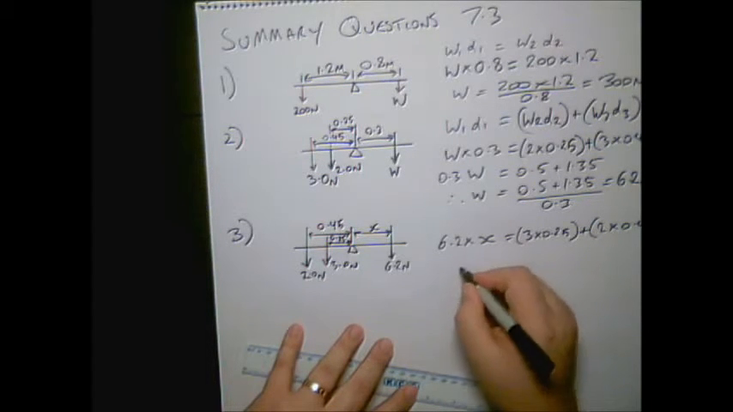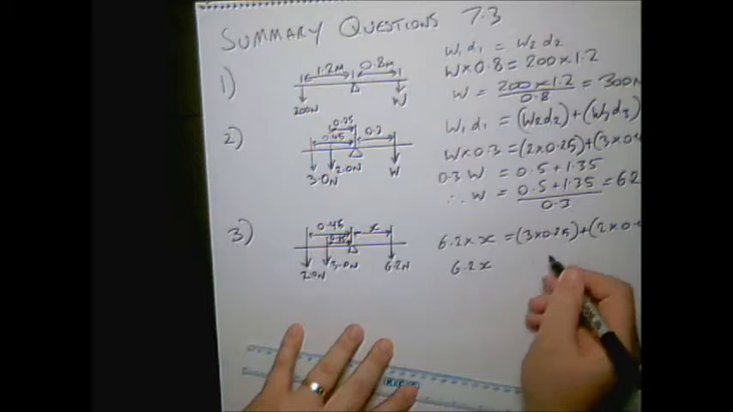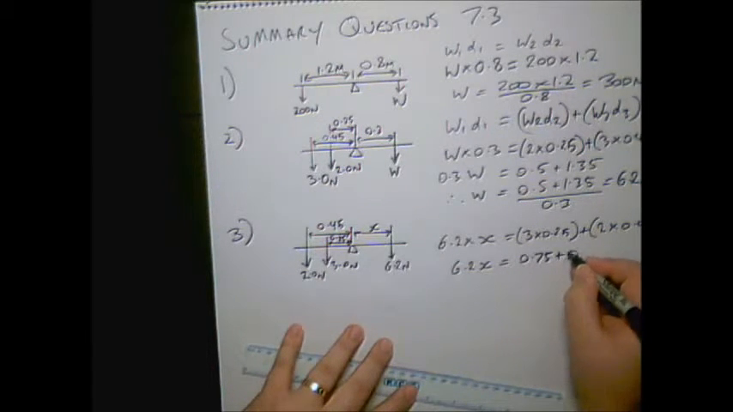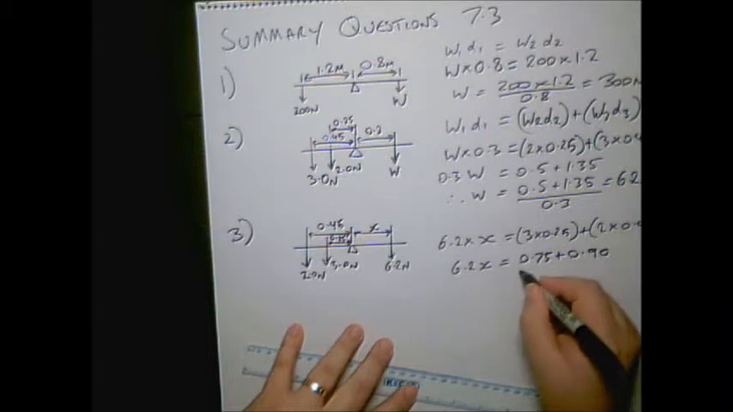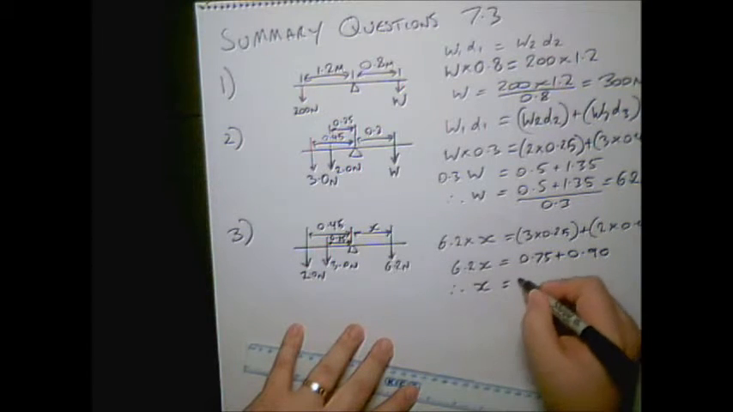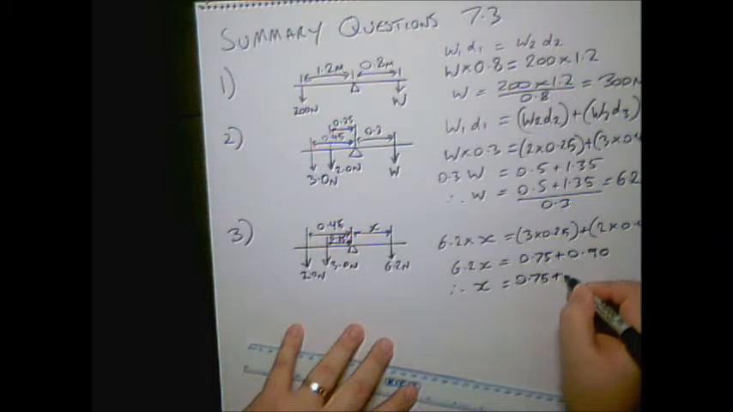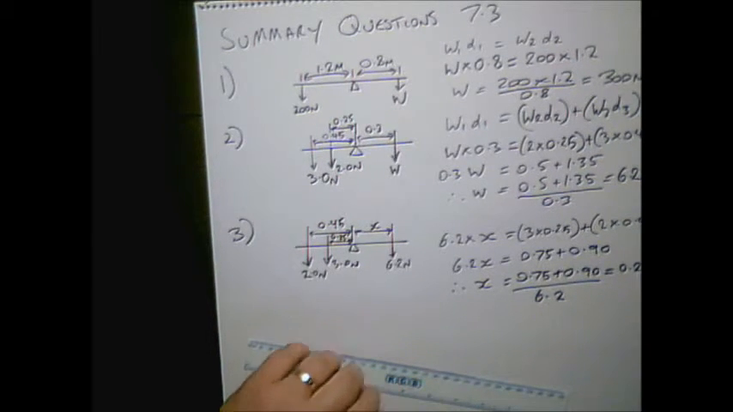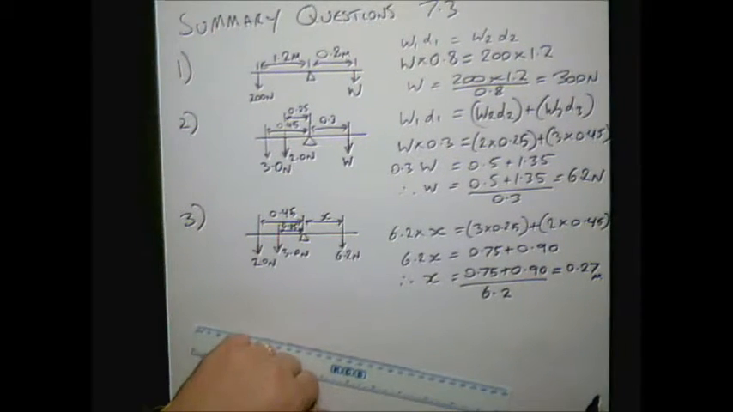So we're going to end up with 6.2x is equal to 0.75 plus 0.90, and therefore x is equal to 0.75 plus 0.90 over 6.2, which gives us an answer of 0.27 metres. So it'll be positioned at 27. Oh, I'm slightly off the screen there. 27 centimetres.